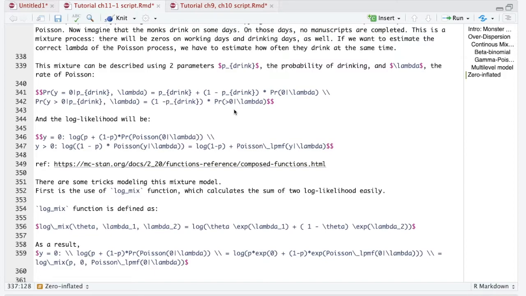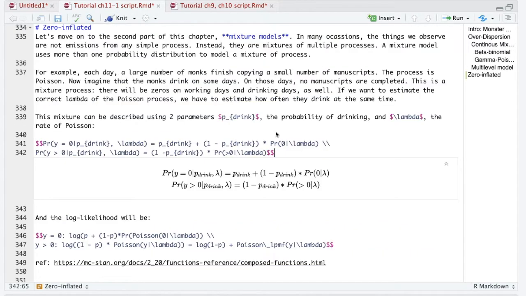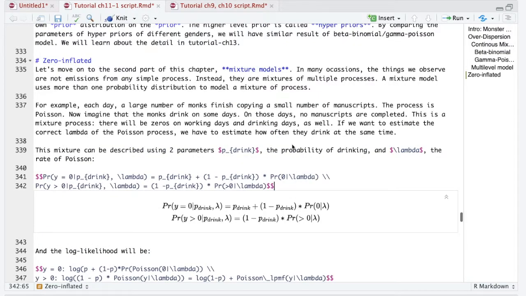If we want to estimate the correct lambda, or the correct mean, of their speed of copying manuscripts, we have to estimate how often they drink at the same time. Modeling a problem like this will be a little bit complicated if we just use traditional machine learning techniques. But with the help of Stan, it can be solved easily. All we need to do is to translate this description into a math formula. So the result will be like this.